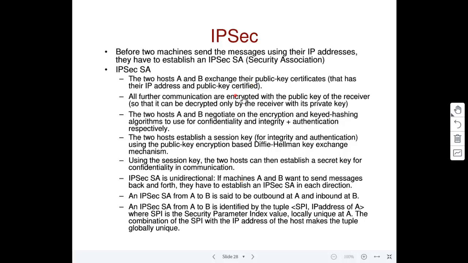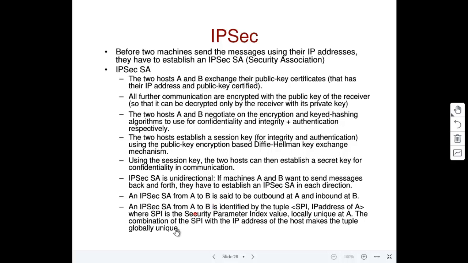Now also, this security association is unidirectional. That means if two machines A and B want to send messages in both directions, then they have to establish a security association in each direction. So we say a security association from A to B is said to be outbound at A. It is A to B, so it's outbound at A and inbound at B.